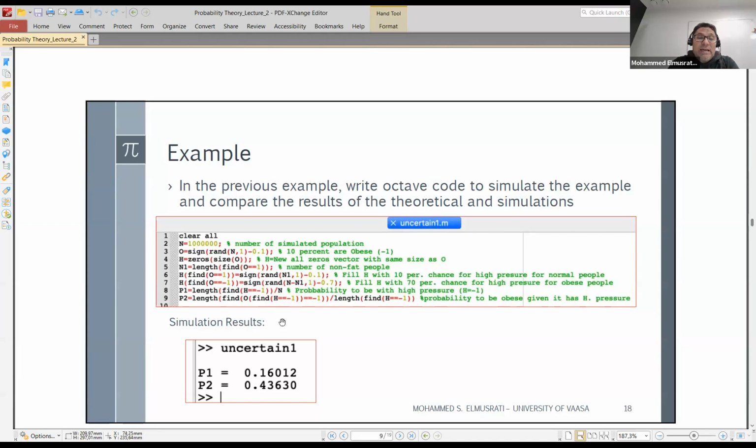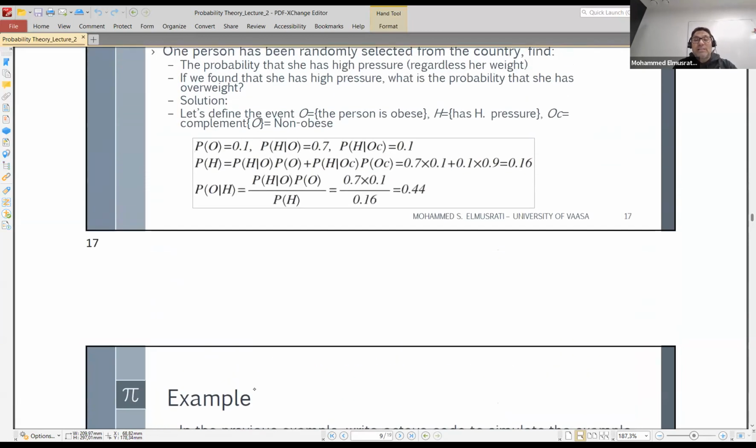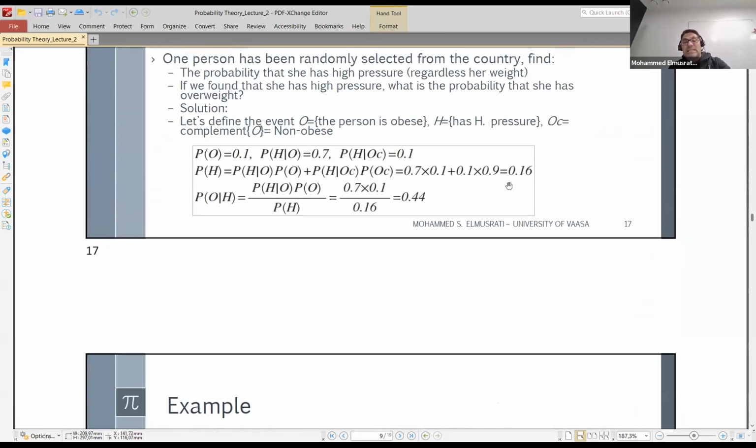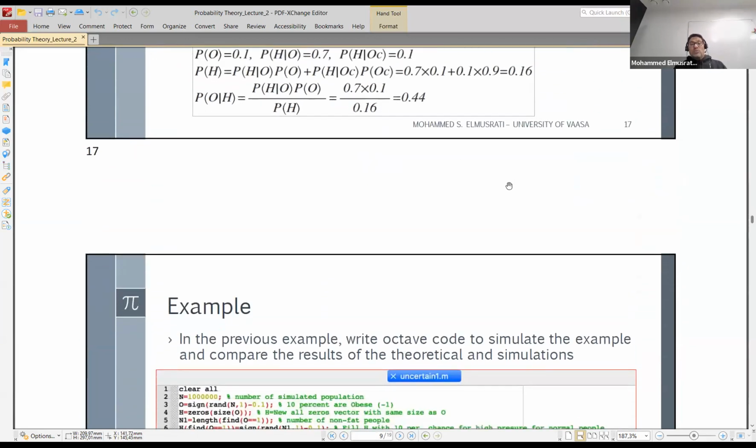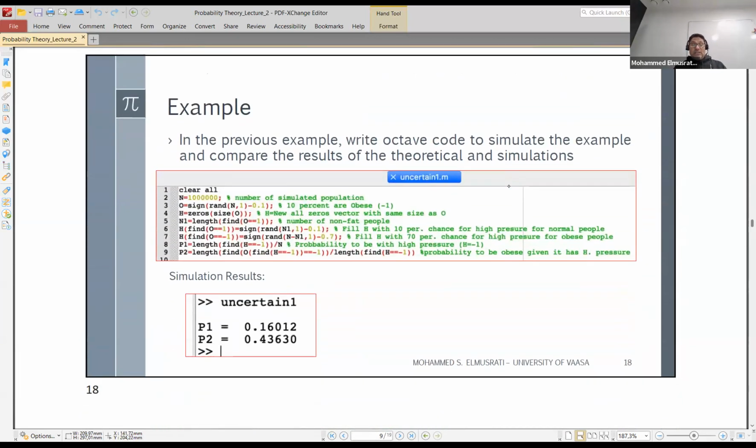And when I run this code, I got these probabilities, 0.16 and 0.436, and if you compare it with the previous result that we got, it was 0.16 and 0.44. So it means that the simulation is very close to the analytical results.